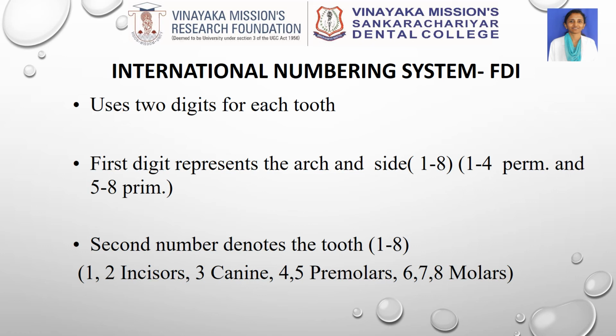And we will see the International Numbering System, or the FDI. It uses 2 digits for each tooth. The first digit represents the arch and the side, and the second number denotes the tooth, and both will be 1 to 8. In the first digit, 1 to 4 will be for permanent teeth, and 5 to 8 will be for the primary teeth. The second number is always the tooth number. 1 and 2 will be incisors, 3 will be canine, 4 and 5 will be premolars, and 6, 7, 8 will be molars.